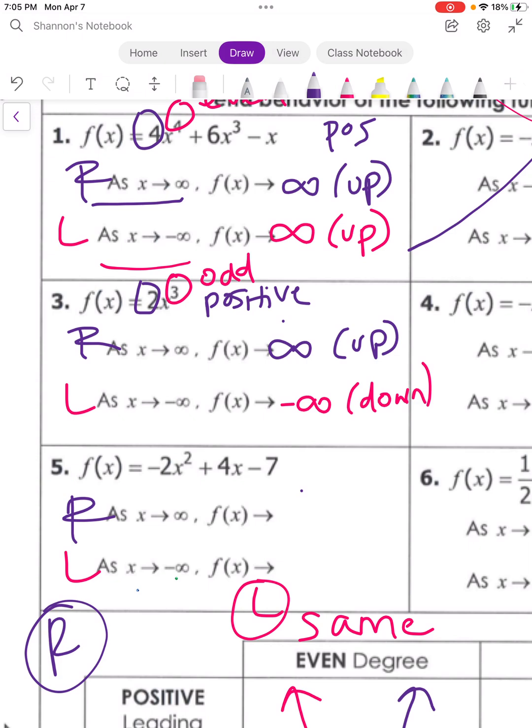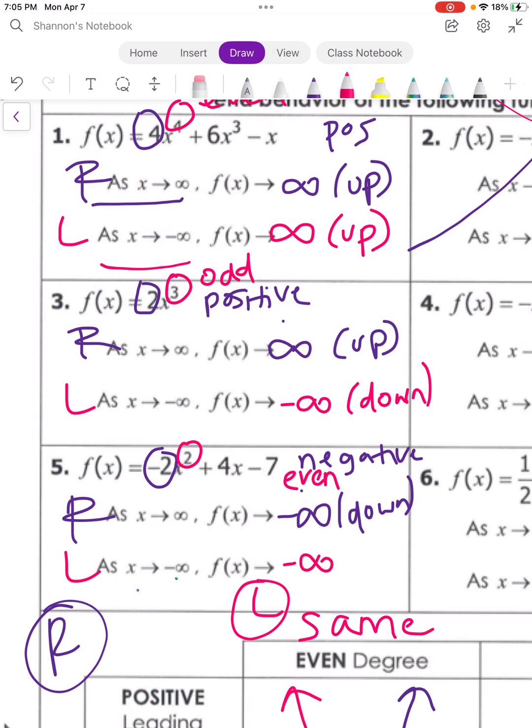On number 5, your leading coefficient will be that -2, so negative, which means the right side is going to go down towards negative infinity. The exponent, the degree there, is an even number, so the left side is going to do the same.